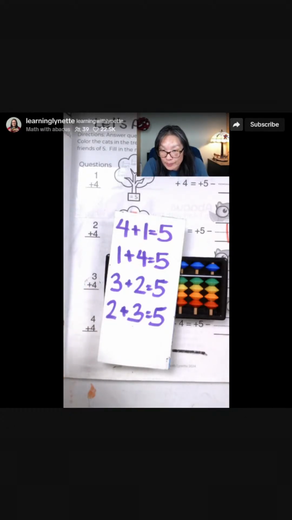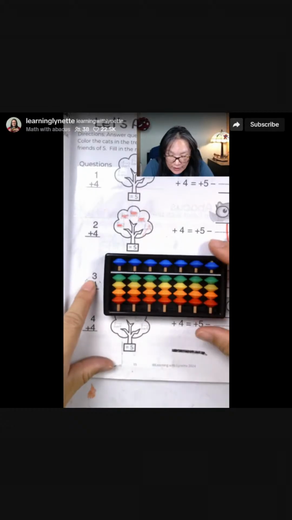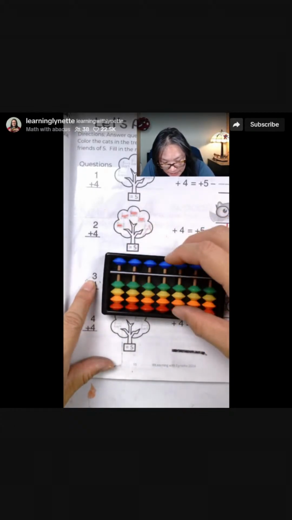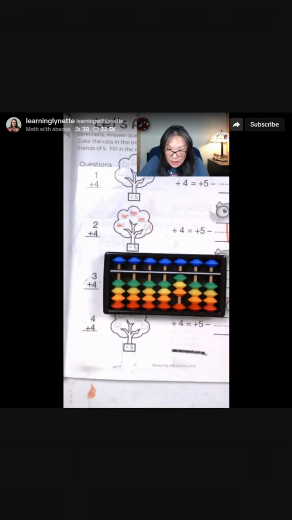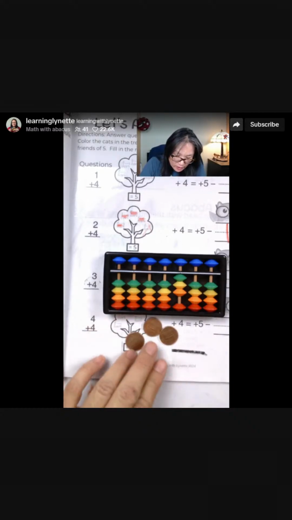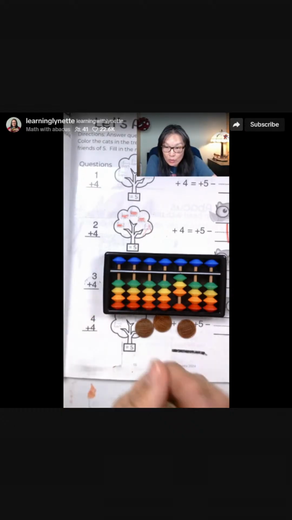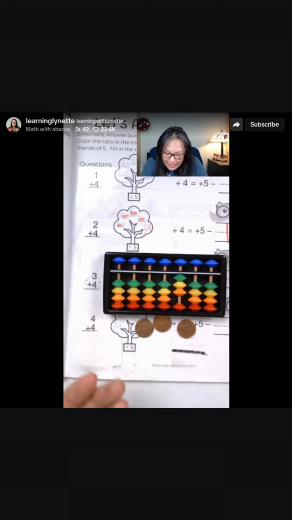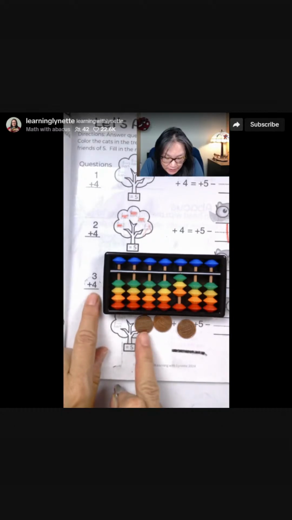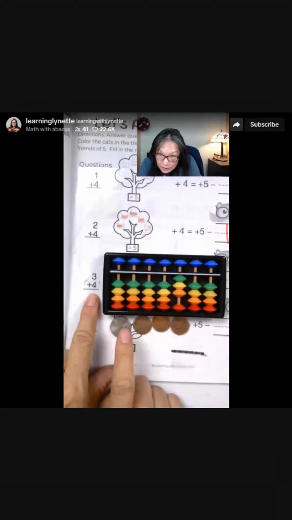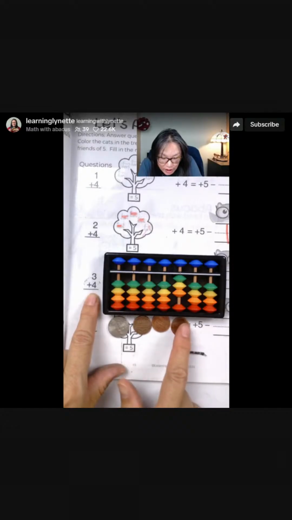We have the 3. I have 3 on my abacus. I'm going to add the 3 on my abacus. I have 3 pennies. I want to add the 4. But guess what? I don't have enough beads to add the 4, so I'm going to add the 5. That's too much. So I need change. I need the return. I can show you on my abacus. I add the 5 and I take away the 1. My final answer is 7.